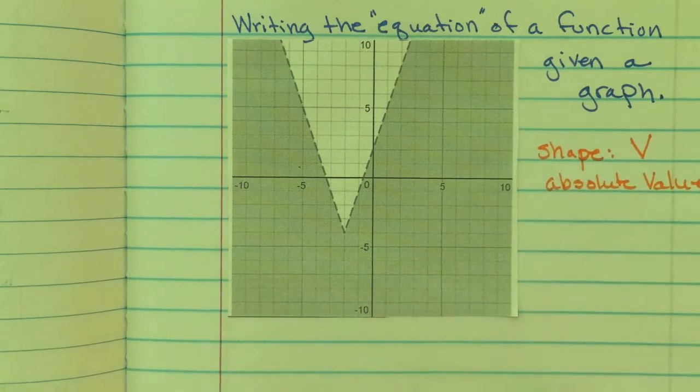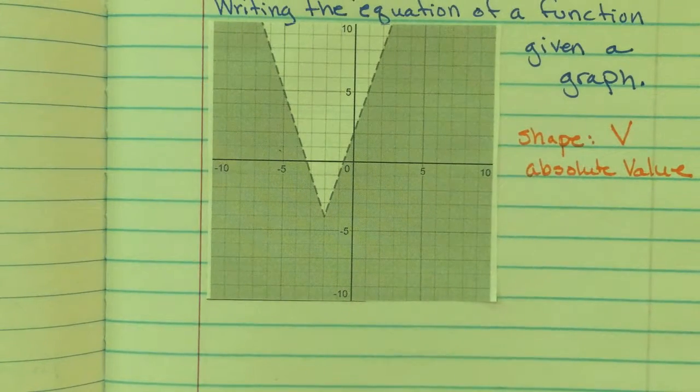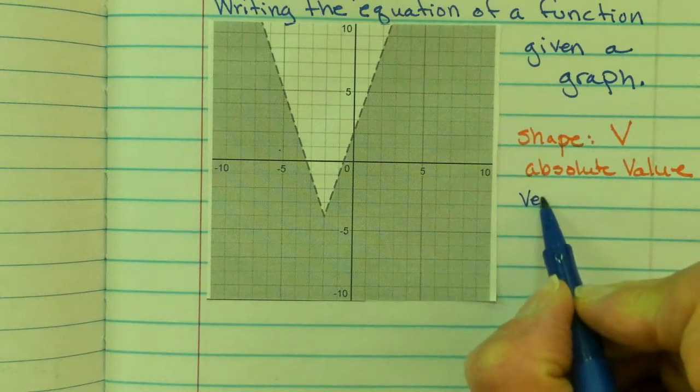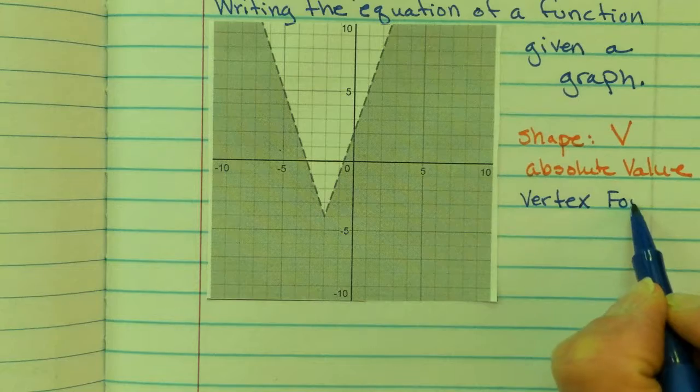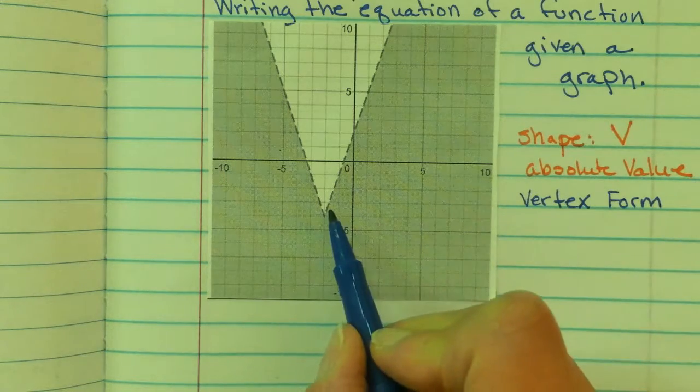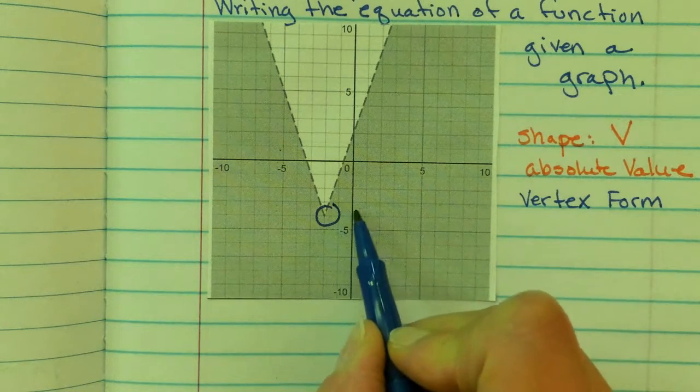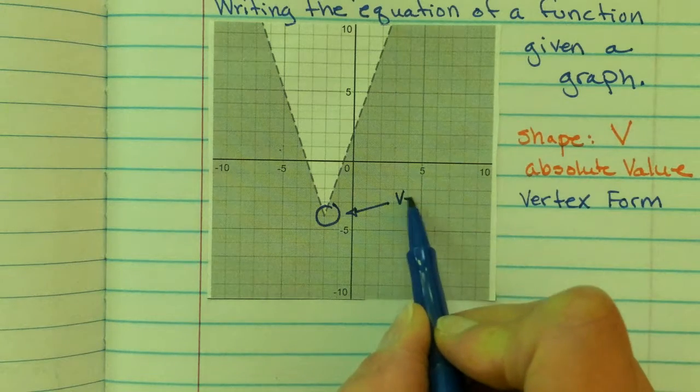The easiest way to write the equation of a function given a graph, well, there's a couple ways, but for this we're going to use the vertex form, because we can see very clearly that we know what the vertex is right here. So that's the vertex.